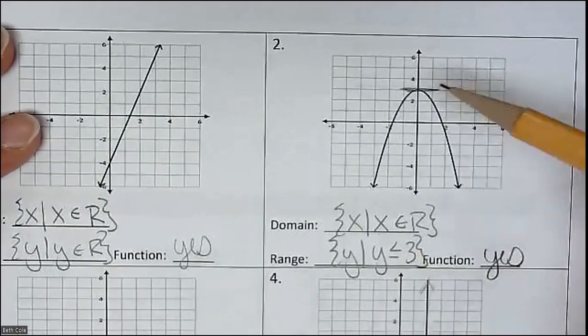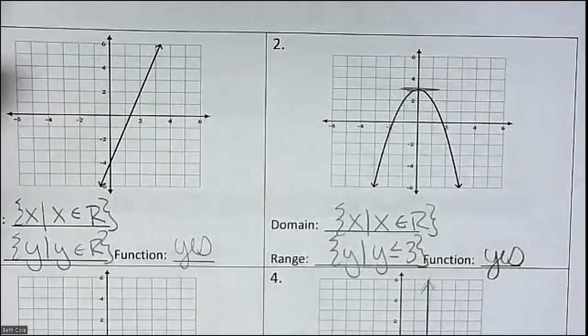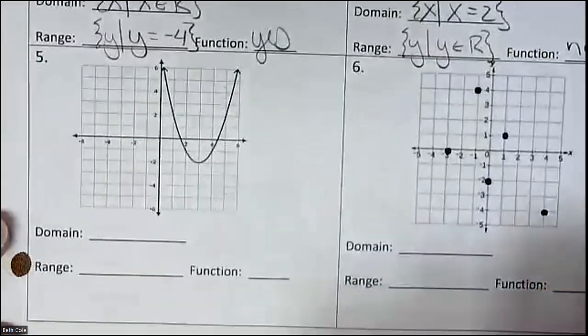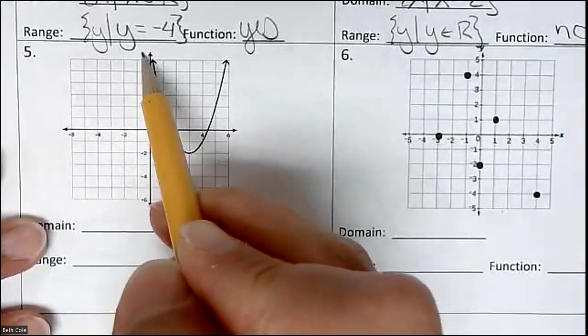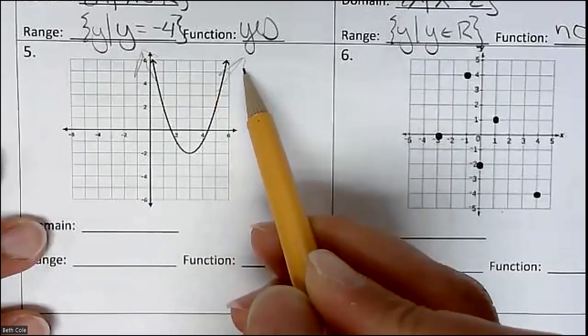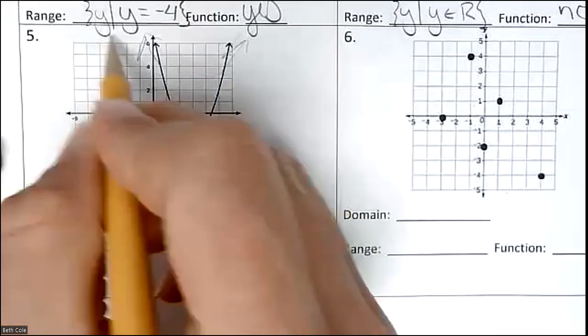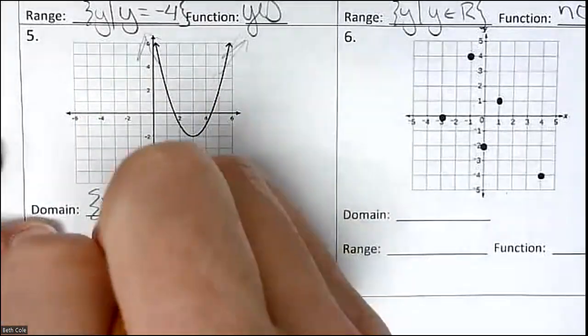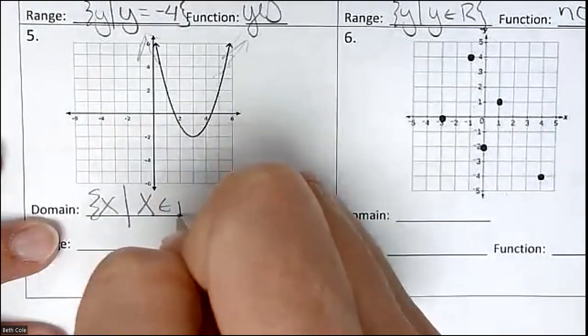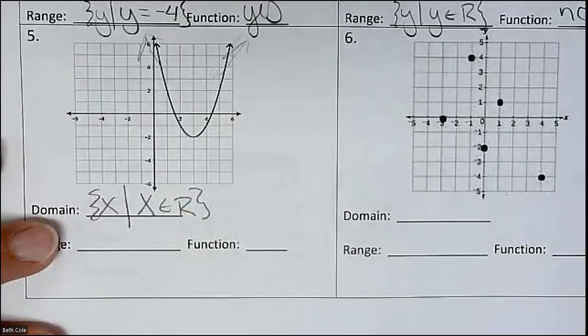Yeah, less than or equal to 3. You want 3 and everything below. And here, we'll do another one like that so you can see it again. Do you see how this arrow is going to go left forever and this one's going to go right forever? So what is your domain? If it goes left forever and right forever, it would be what? All reals. Good. Everything. Capital R. R for reals.